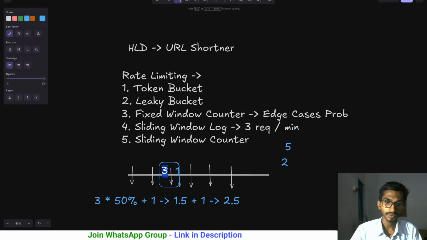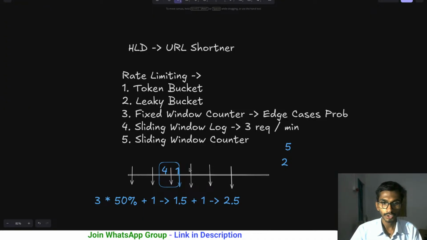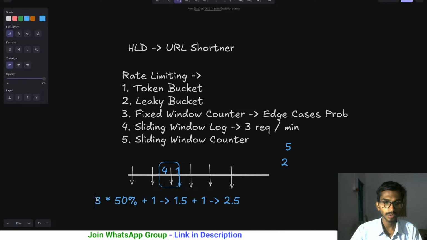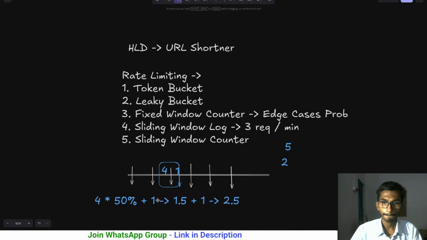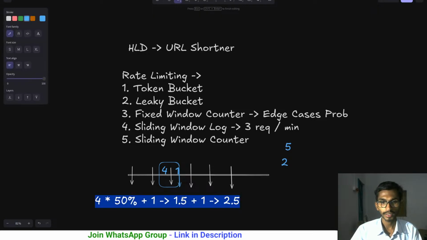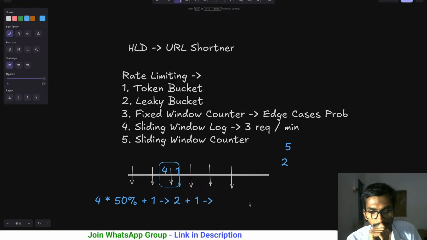Let's make it suppose 5 this time, you have it cannot be 6, let it be 4, so 4 and 1, and this time if I make it 4, and suppose 50% time is remaining, so that's gonna be around 2, and hence 2 plus 1, that's gonna be 3. In this particular case, that is still less than 5, so that should be allowed.